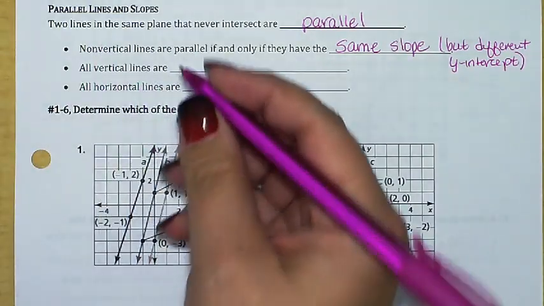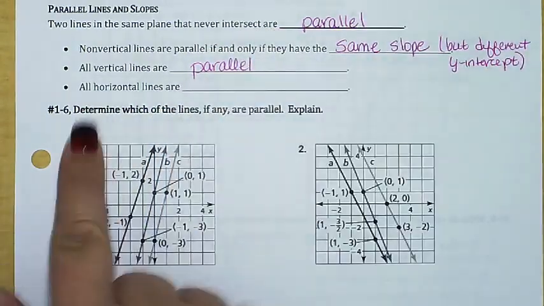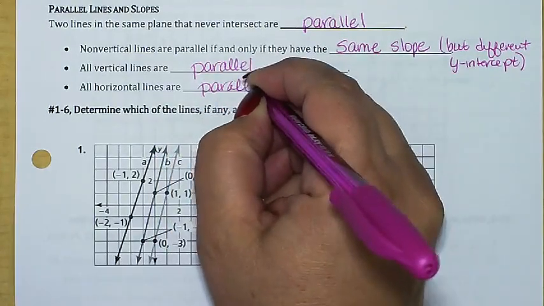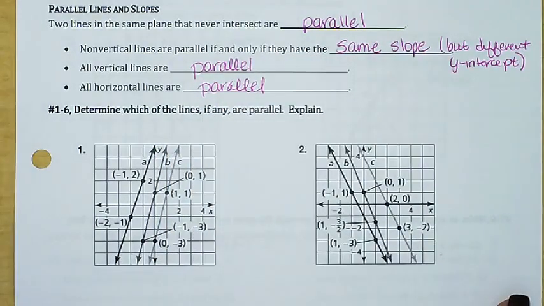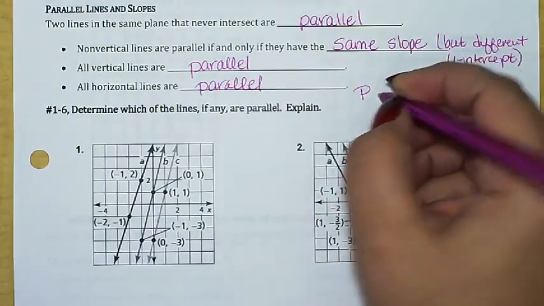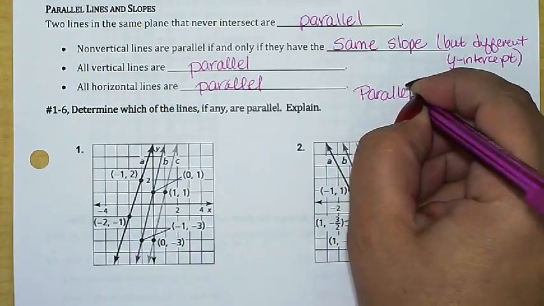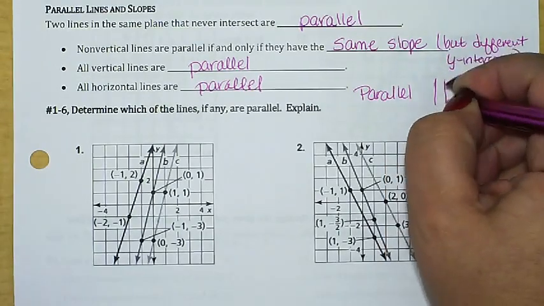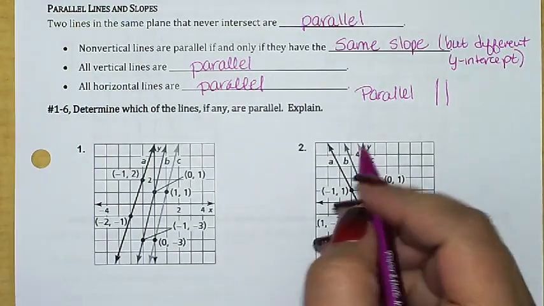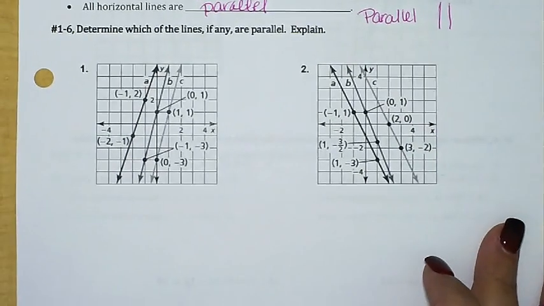Okay, and then of course we've got to talk about the special cases, right? So all vertical lines are parallel to one another, and all horizontal lines are parallel to one another. Okay, when we talk about lines being parallel, we can use a symbol to kind of shorten our work a little bit. So the symbol for parallel lines is two sort of long straight bars like this, and you'll see me use it a lot when I'm comparing lines to say that they're parallel.